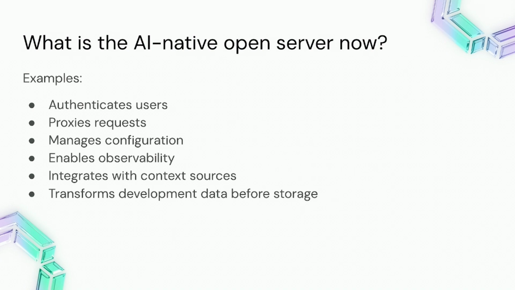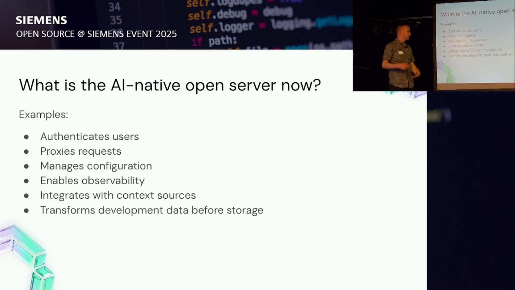They manage the configuration, so each developer doesn't have to set up their rules and tools and models themselves. It enables observability, right? Because all the traffic is going through, they're able to do different analyses and monitor things. They're integrating context sources, like a remote model context protocol server can be plugged in, and then often it's transforming the development data before you put it into blob storage.